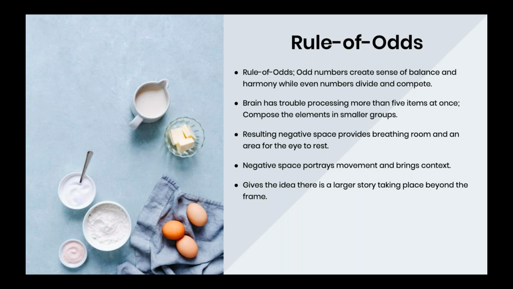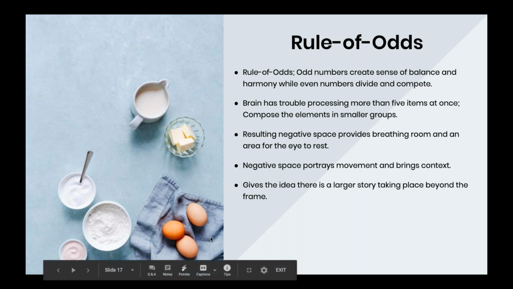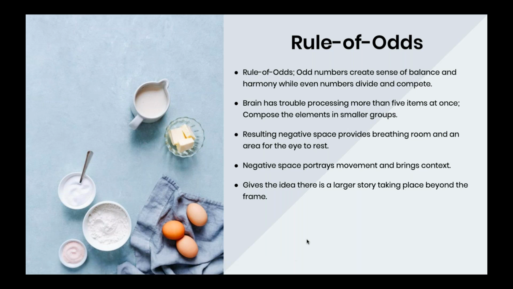So if you have several items that you want to compose in your frame, then it's a good idea to compose them in smaller groups, and some of these smaller groups being odds as well. So if you look at the image that I have here, I have my 3 eggs, and then I have 5 items here, which is an odd number. And I have the dry ingredients, 3 of those, and then the butter and the milk here. And composing it this way makes the image a lot more dynamic, creates a sense of flow, doesn't divide the attention, and it also gives quite a bit of negative space.